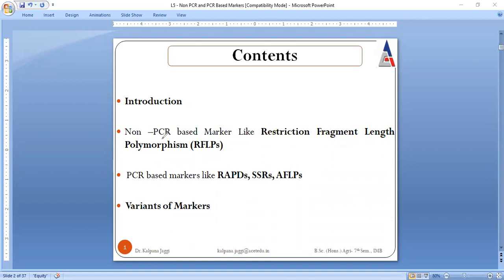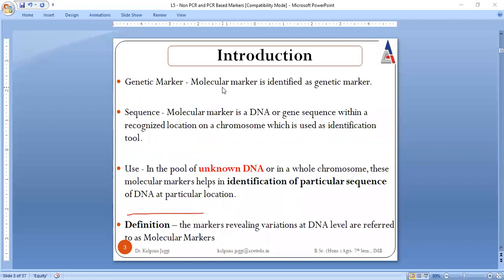And then after the non-PCR, we will talk about PCR based markers. That itself involves three kinds of molecular markers. And thereafter, we need to talk about variants of these markers, right? So very first I come to the introduction: what actually is meant by the molecular marker? So what is a molecular marker?